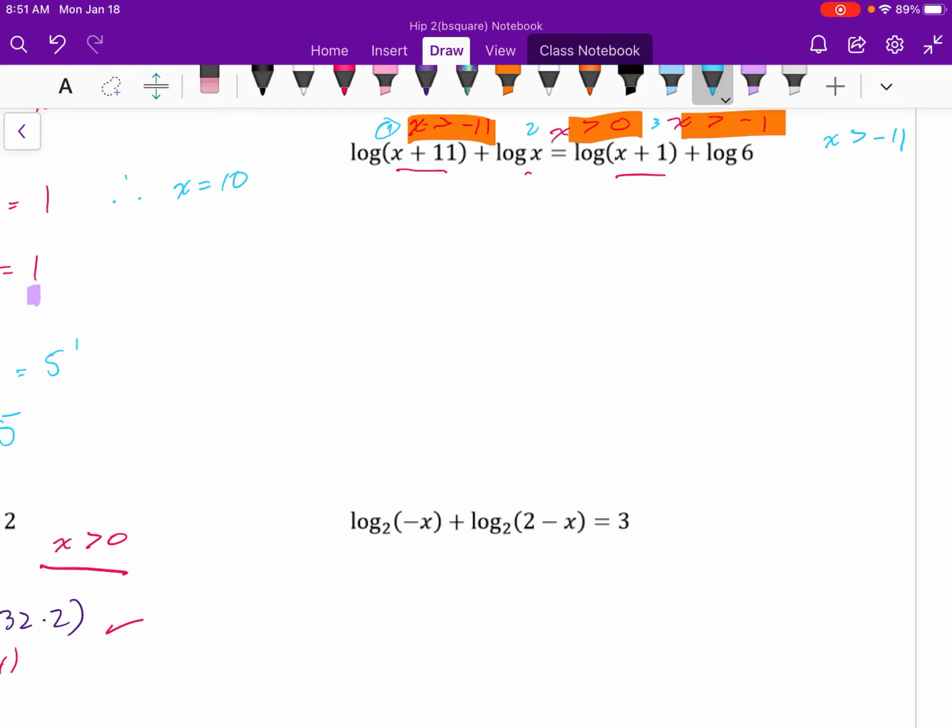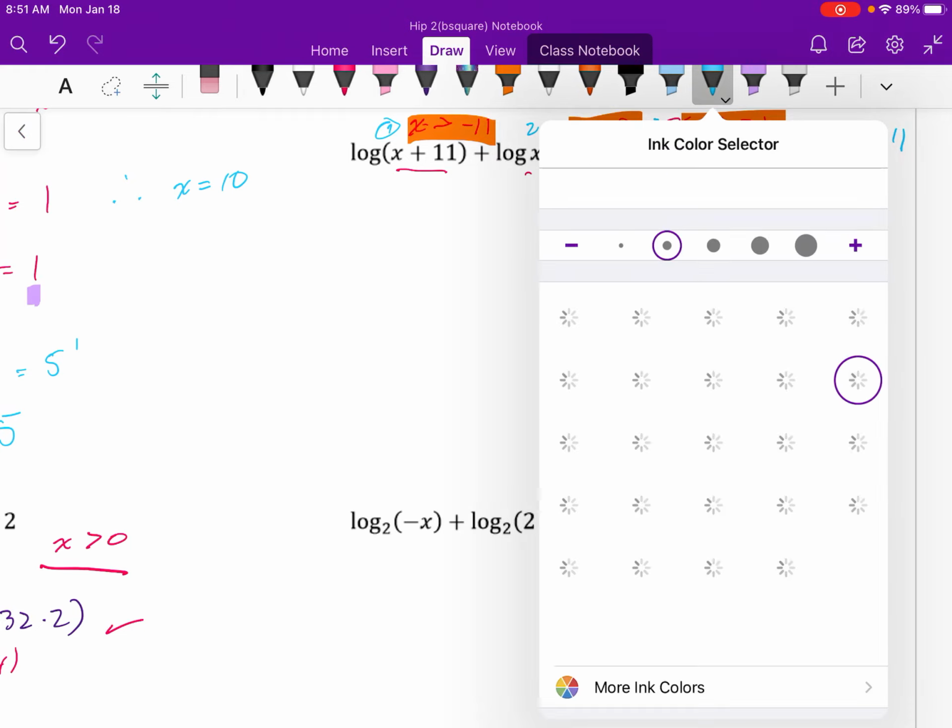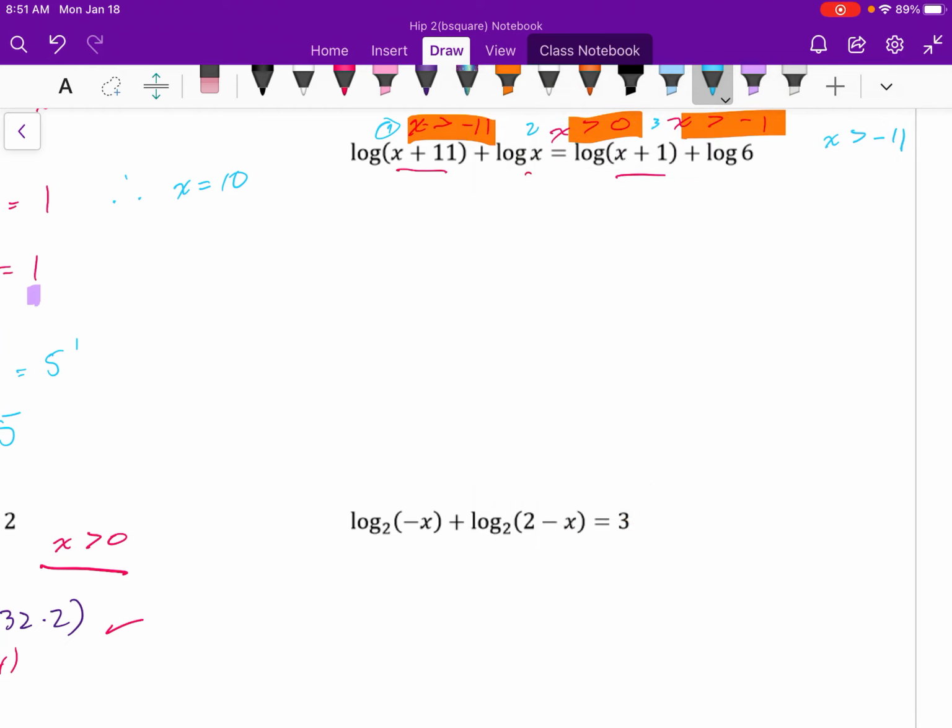This restriction, let's call this restriction number 1. Restriction number 1 includes restriction number 2 and restriction number 3 automatically. So really, what we have to consider is the argument x plus 11 is greater than 0 wherever x is greater than negative 11. Allow us to start.